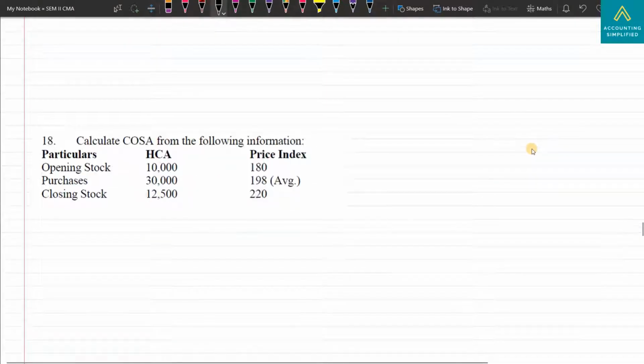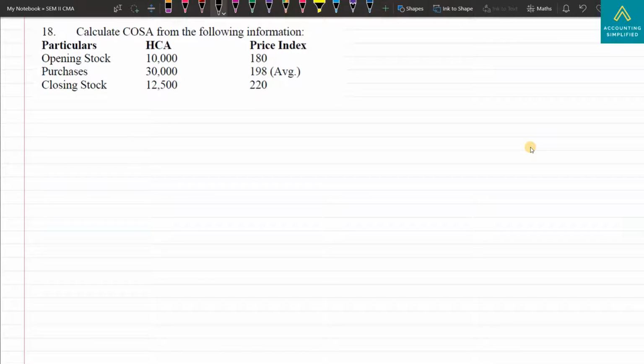Now next example is 18. Calculate COSA from the following information. Opening stock, purchase and closing stock is given. So COGS is not given. So we will find out COGS as per rule. So answer number 18, right?